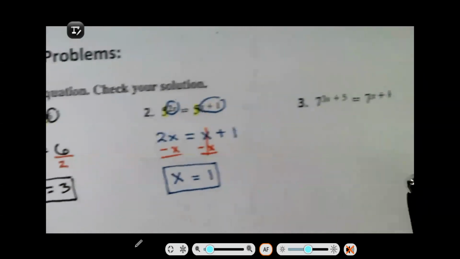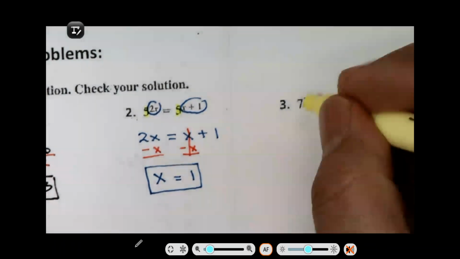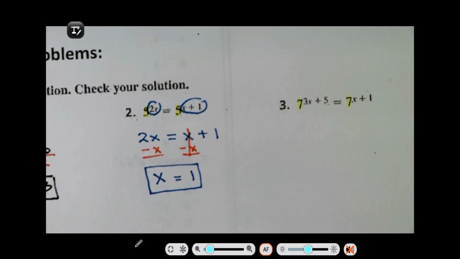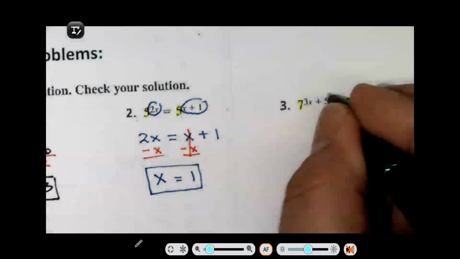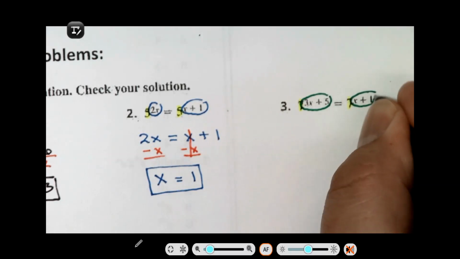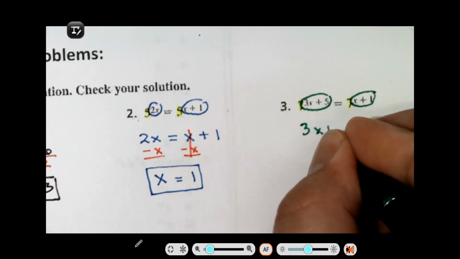All right, so that brings us to the last one that we're going to practice with. And again, when you look at it, it has a 7. It has a 7. The bases match. And the rule is, if your bases match, then I'm going to make my powers, which is all of that, and all of that, not the 7s, I'm going to make my powers equal to each other.